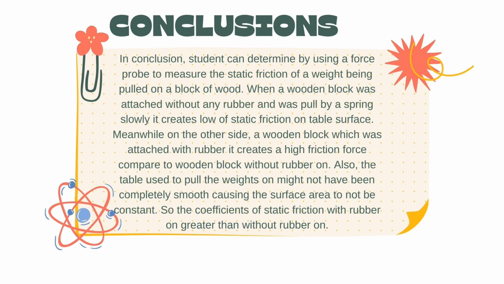So the last one is the conclusion. In conclusion, students can determine the static friction by using a force probe to measure the static friction of a weight being pulled on a block of wood. When a wooden block without any rubber was pulled by a spring slowly, it creates a low static friction on the table surface. Meanwhile, a wooden block attached with rubber creates a higher friction force compared to the wooden block without rubber. Also, the table used to pull the weights on might not have been completely smooth, causing the surface area to not be constant. So the coefficient of static friction with the rubber on is greater than without the rubber on.